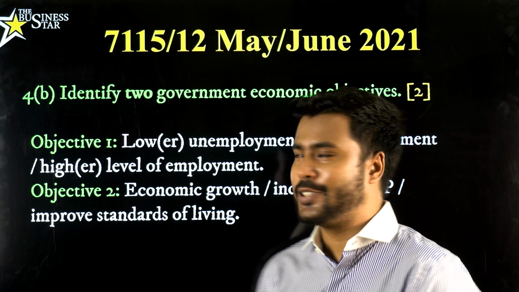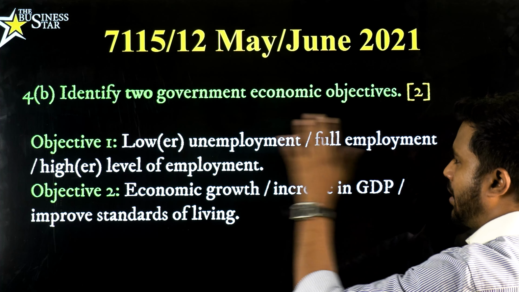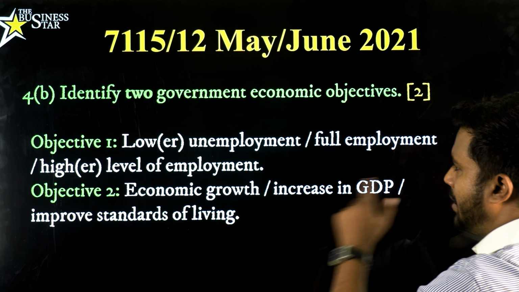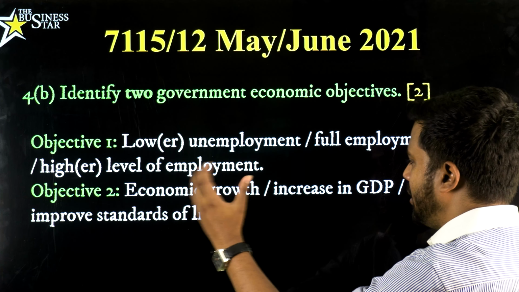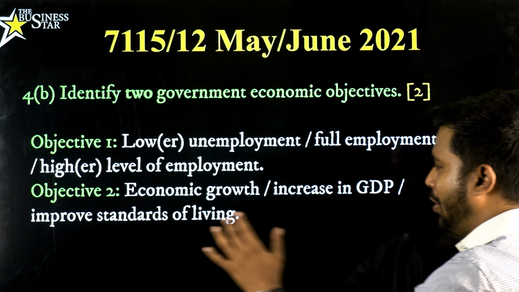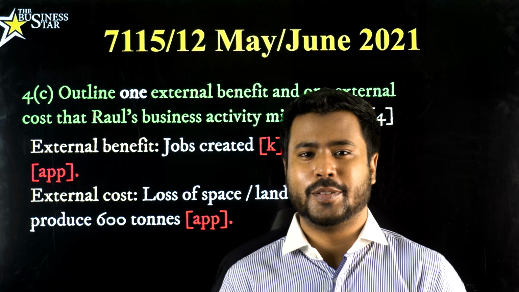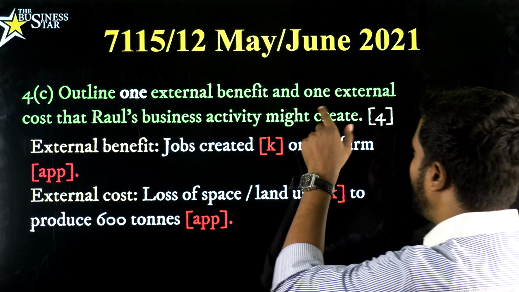Question number 4b speaks of identify 2 government economic objectives. It's a 2-mark question. The first objective is lower unemployment, or full employment, or a higher level of employment. And objective 2 is economic growth, to increase economic growth or to increase GDP or to improve living standards, or standard of living.